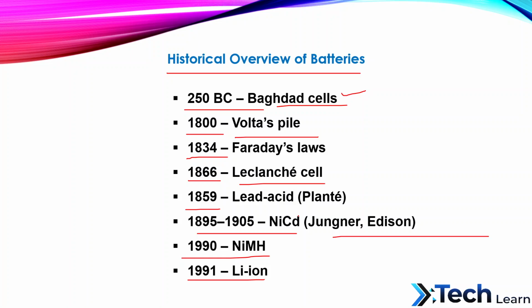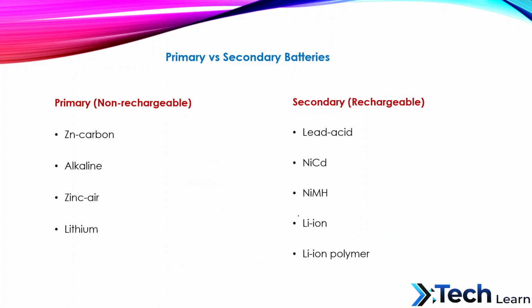The main difference is that some batteries are reusable, some are not reusable. We call these, in technical terms, primary and secondary batteries. Now here you can see in this slide primary versus secondary batteries. The batteries are classified into primary non-rechargeable and secondary rechargeable batteries. Primary batteries are non-rechargeable, secondary batteries are rechargeable and focus on the battery management system.